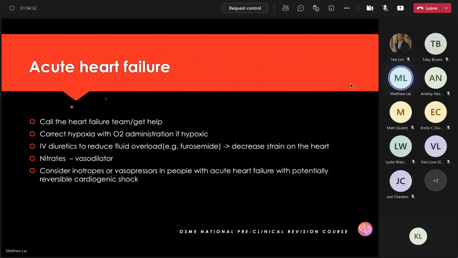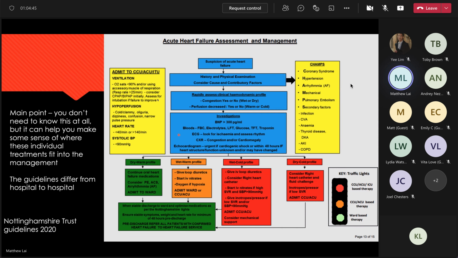And this is a management plan of what you do in acute heart failure. And these are all the quote unquote therapies that you would administer in this case. And the main point with this big flow chart, you don't need to know all this at all, but it's just to help you make sense of where individual therapies fit in to the overall management of acute heart failure.